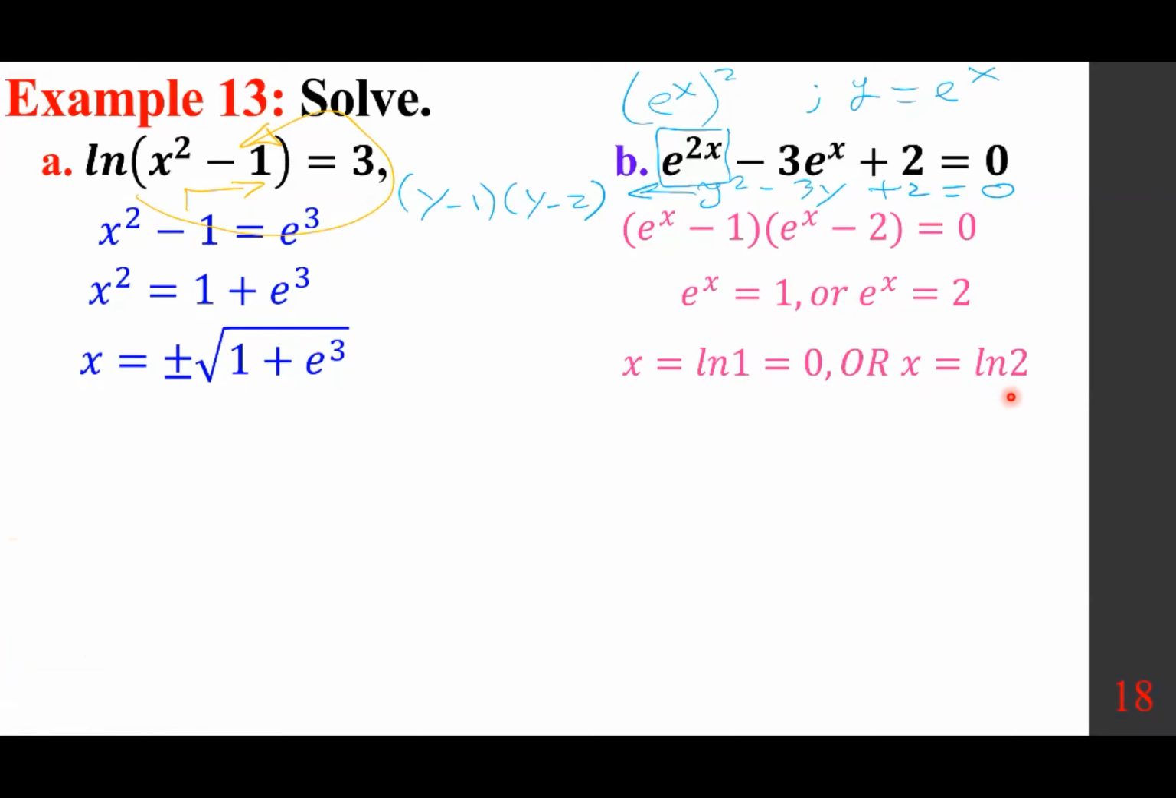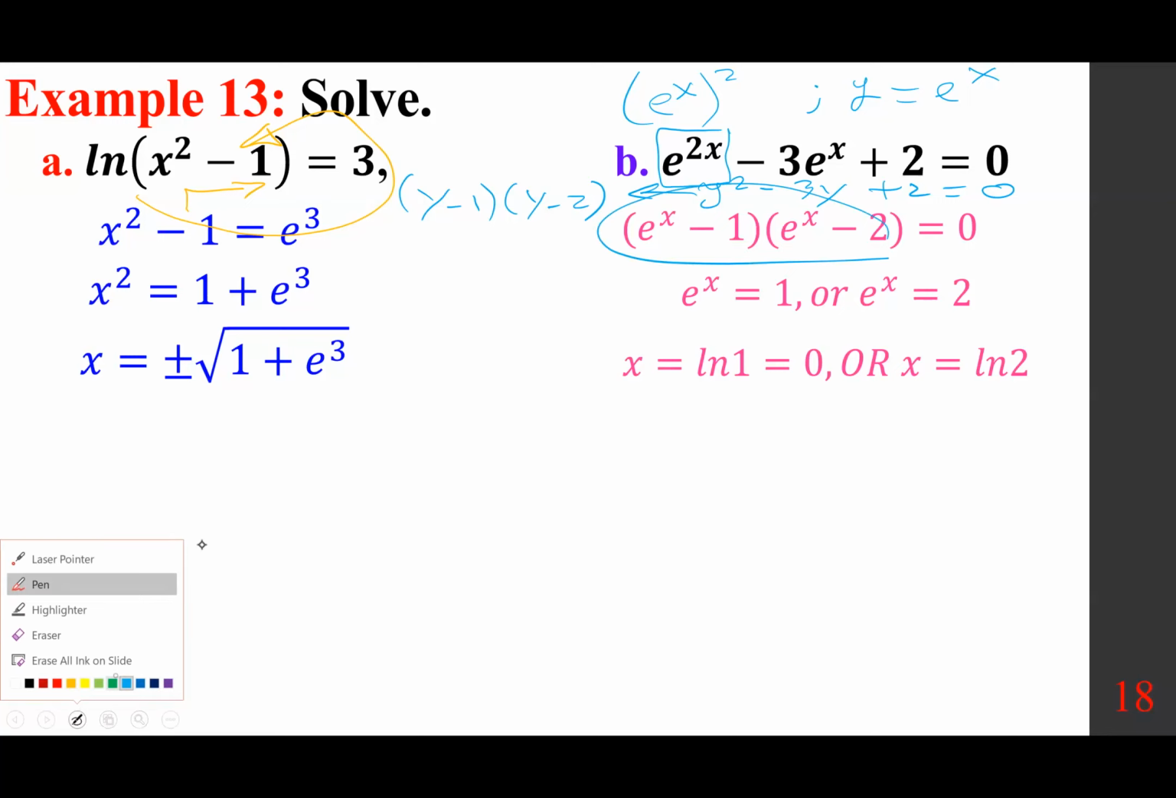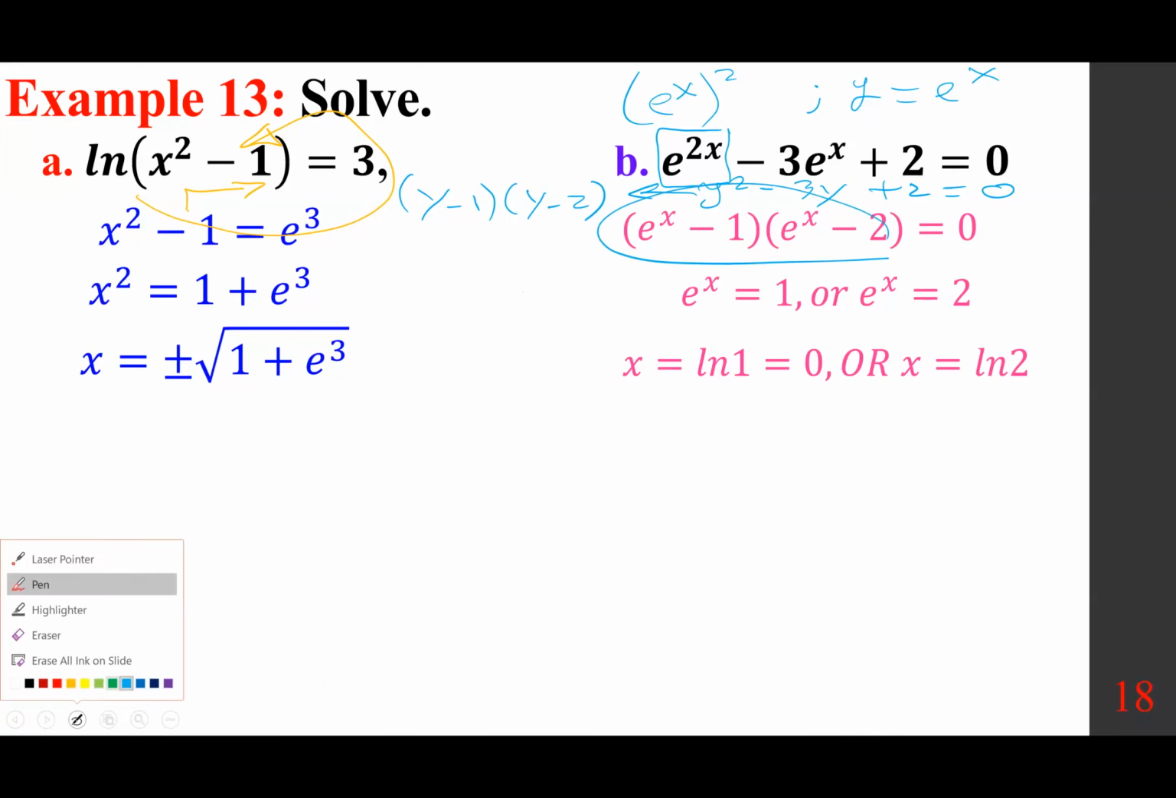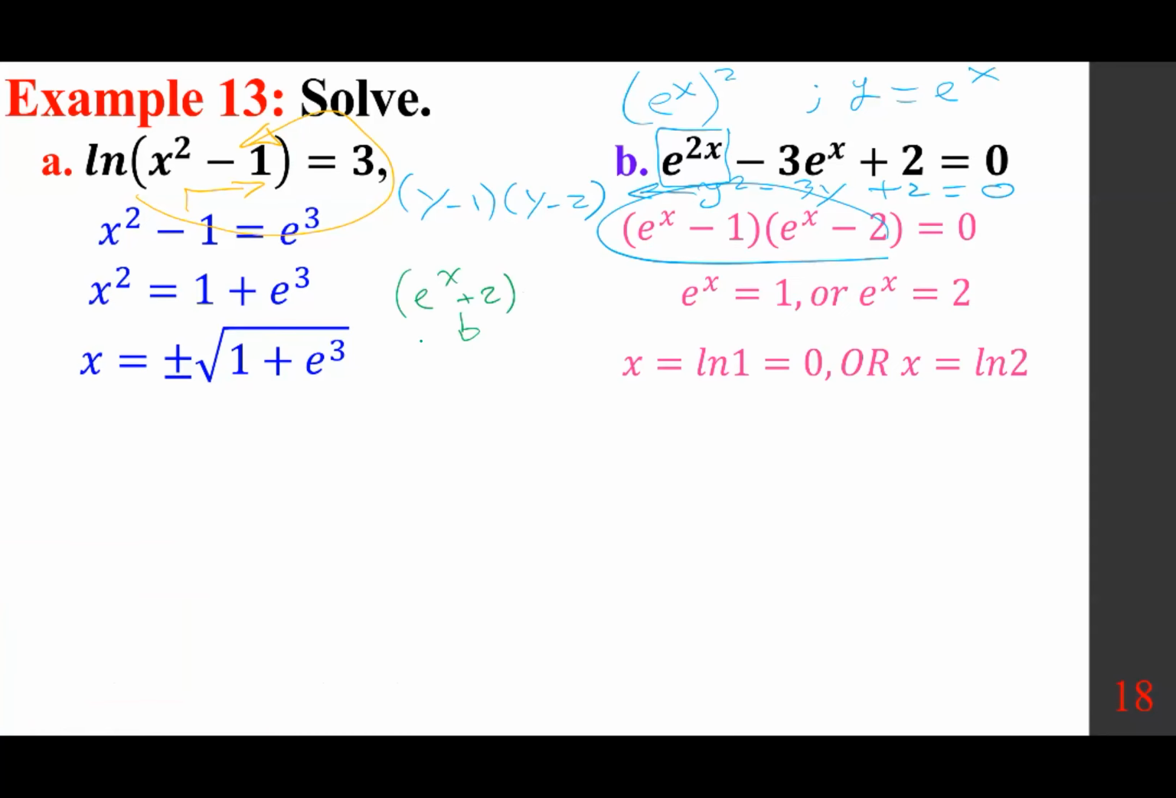Now, one thing I want to add, if you happen to have, and we don't have it yet, but just for the sake of argument, if we had, let's say, e to the power of x plus 2, when you set it equal to 0, e to the power of x is minus 2, this has no solutions, okay? Phi meaning no solutions, because e to the power of x, remember, the range is from 0 to infinity, and it can't be 0. Even if it's 0, it doesn't have any answer.